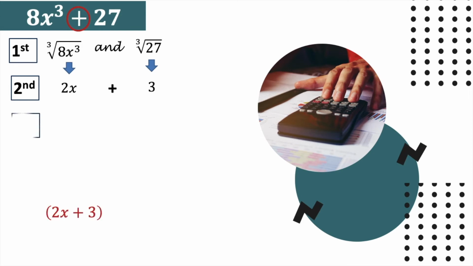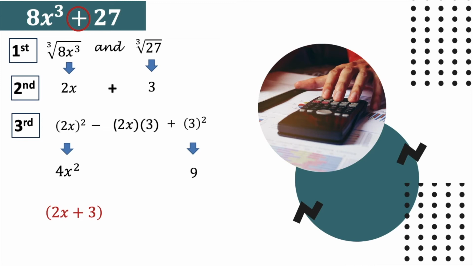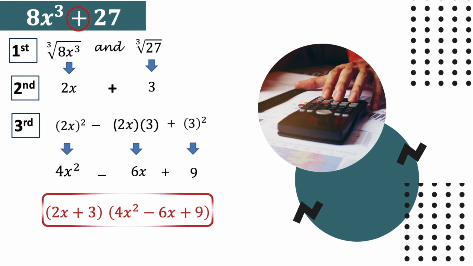Thus, our binomial factor is 2x plus 3. And last step is to find the trinomial factor by taking the square of 2x and 3, resulting to 4x squared and 9 as the first and third term of the trinomial factor, while the second term is the additive inverse of the product of 2x and 3, resulting to negative 6x. Therefore, the trinomial factor is 4x squared minus 6x plus 9. And so, the factored form of 8x cubed plus 27 is 2x plus 3 times 4x squared minus 6x plus 9.